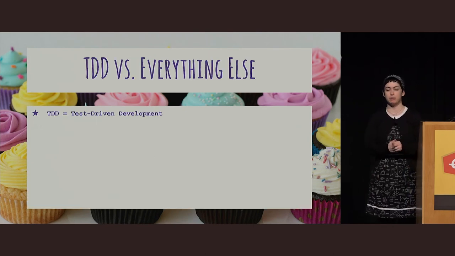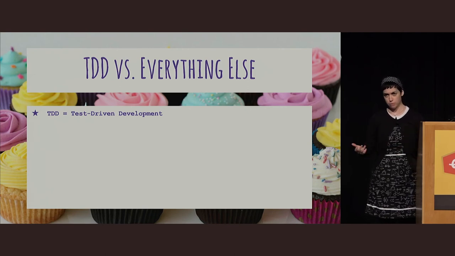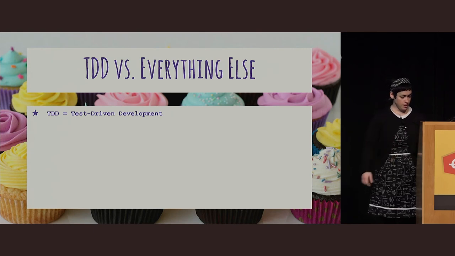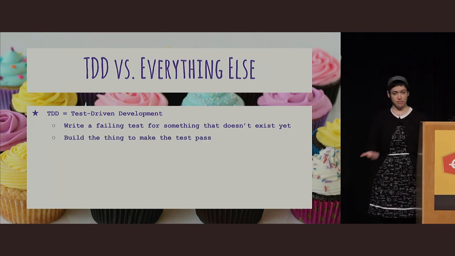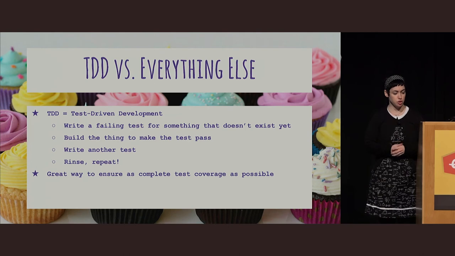Okay, TDD. If you're a beginner, like I was a year ago, you might hear this term thrown around. What's TDD? TDD is test-driven development. It means that, basically, first you write a failing test for something that doesn't exist yet. Then you build the thing to make the test pass. You write another test for another thing that doesn't exist yet, and you rinse, repeat. This is a great way to ensure as complete test coverage as possible.